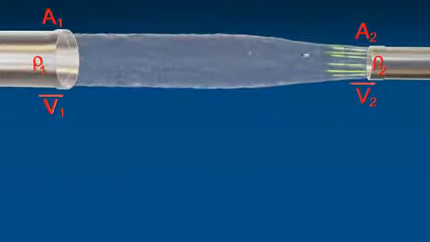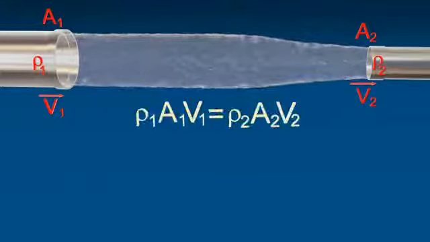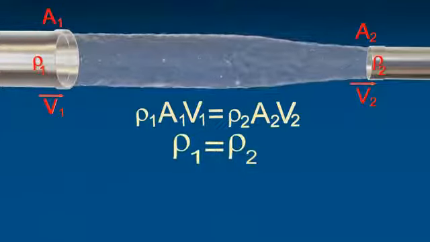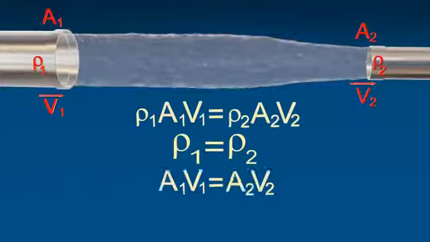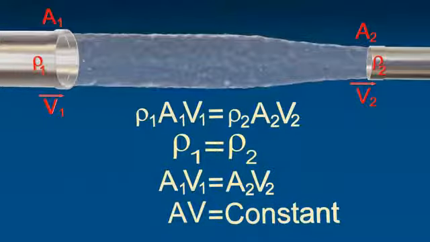Assuming there is no loss of fluid in the tube, that is, for an ideal fluid, therefore, AV equals constant. This is the equation of continuity.